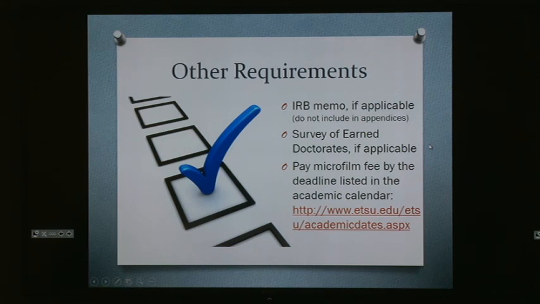Survey of earned doctorates, if applicable. On the checklist, there's about 6 programs that have to do this, well, it is required, and the codes for each program is out to the right. These are PhD only, so no EDD, no DRPH, PhD only. So if you're not on this list, you don't need to fill this out.